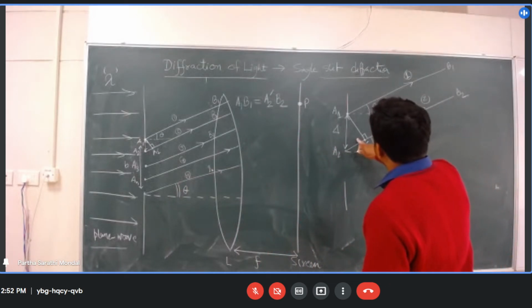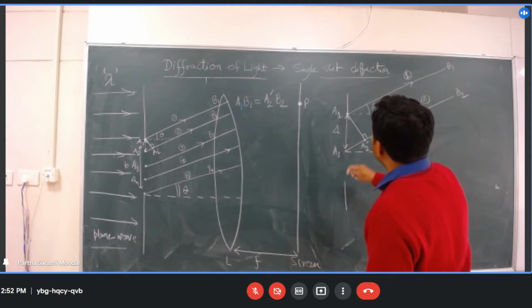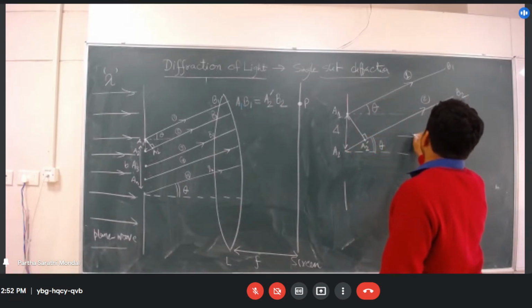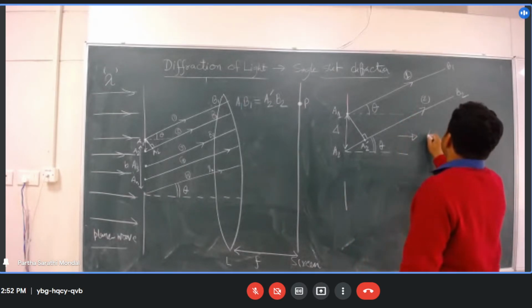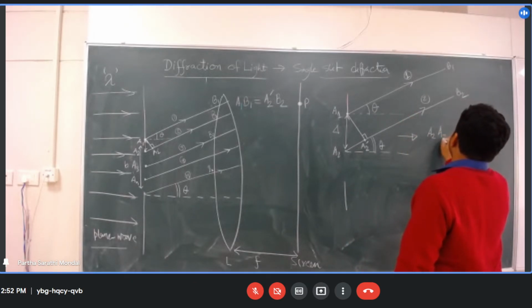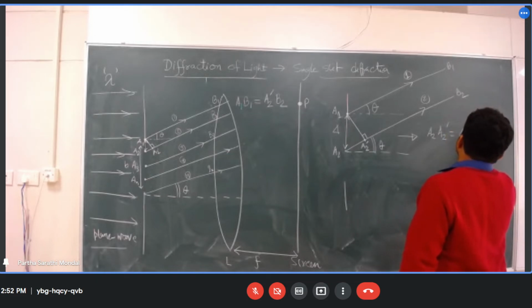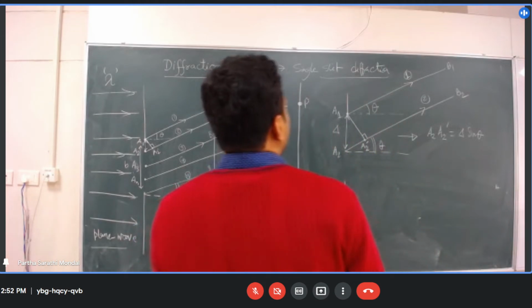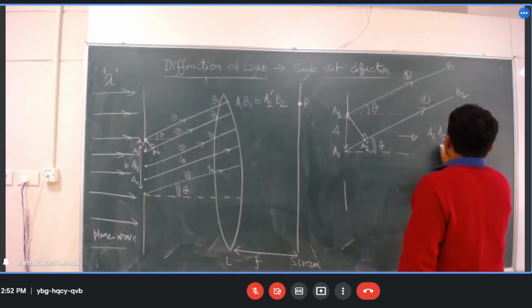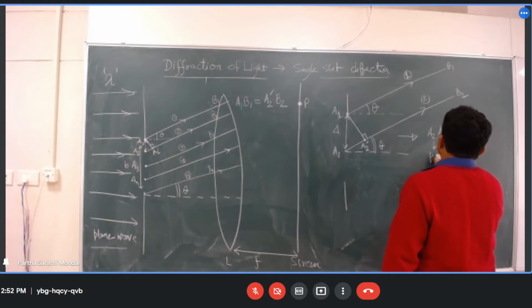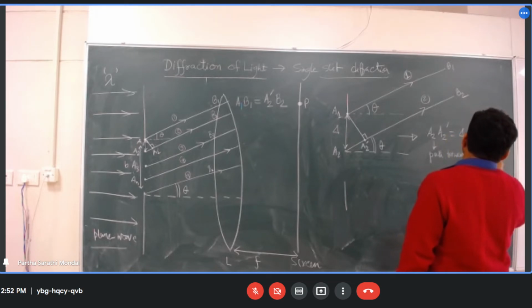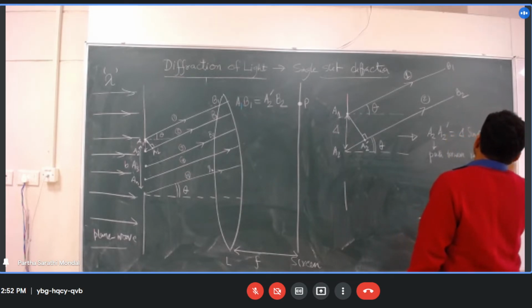So now if you apply, so this is the perpendicular, this is the hypotenuse, delta is your hypotenuse, and this is your perpendicular. So if I put delta sin theta here, A2 dot will become delta sin theta. So this is the path difference between 1 and 2. So this is the path difference between ray 1 and 2.